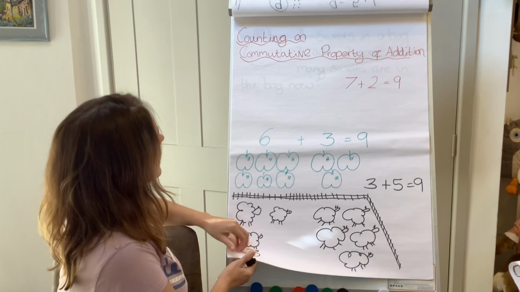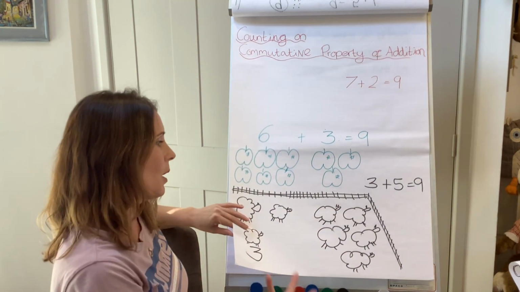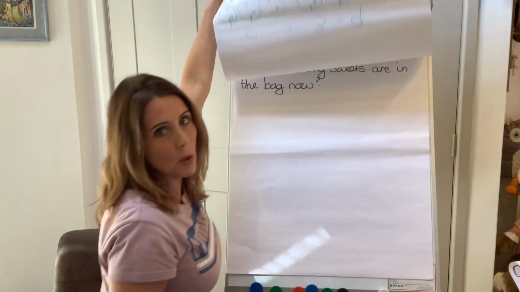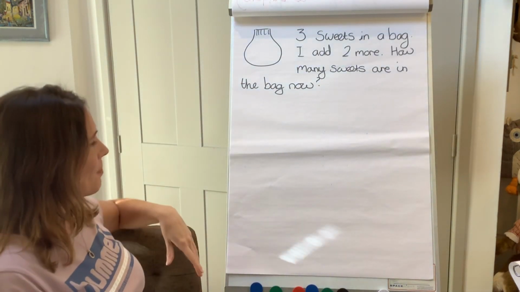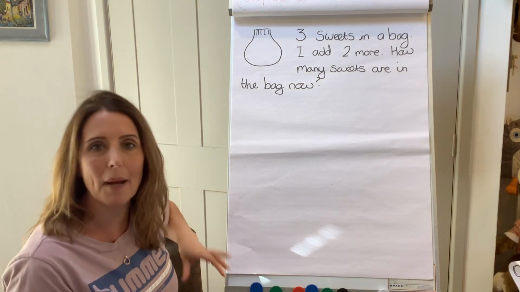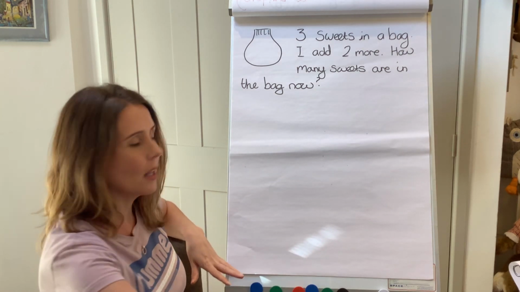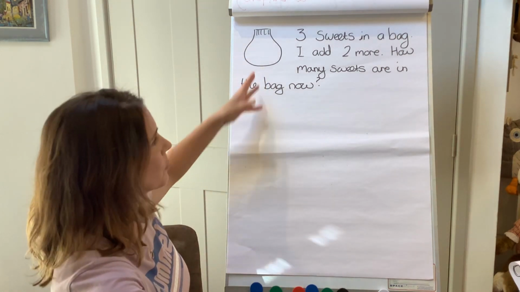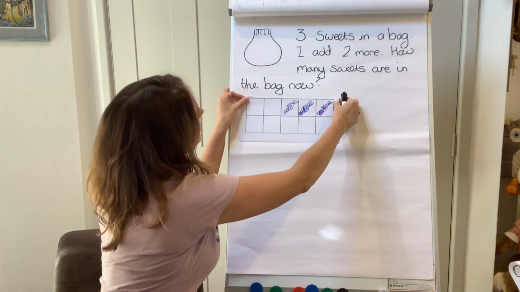The next thing we can do is you can work with objects, keep it concrete, you can work with visual, or you can make it abstract. 3 sweets are in a bag. I add 2 more. How many sweets are in the bag now? So this is a little bit more abstract thinking. So you can draw something out. You could draw the sweets in the bag, or you could use a tens frame.